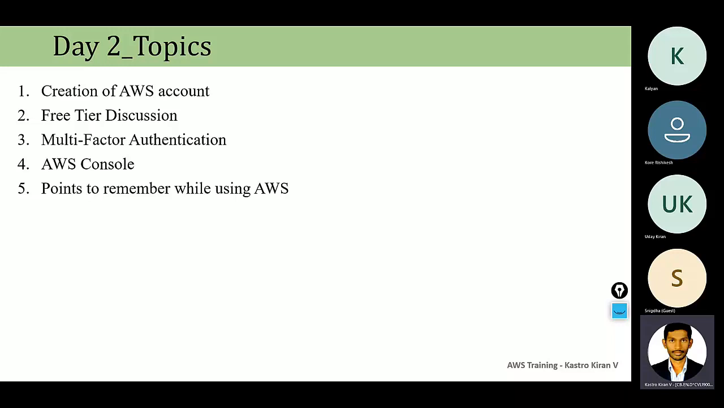Along with these 5, if time permits, we'll be seeing a concept called availability zones and regions, which is basically the AWS global infrastructure. If time doesn't permit, then we'll stop at these 5 topics and close it. In tomorrow's class, we'll talk about the remaining things. Right? So that's the agenda for today's class.